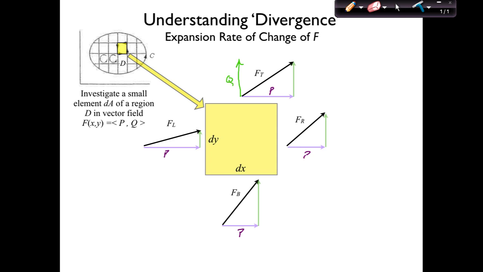So for a change in Y, which vectors contribute to expansion or contraction? P or Q? Q. And for a change in X? P. Q is in the direction of Y, and P is in the direction of X. That's why this makes it a lot easier. Okay?